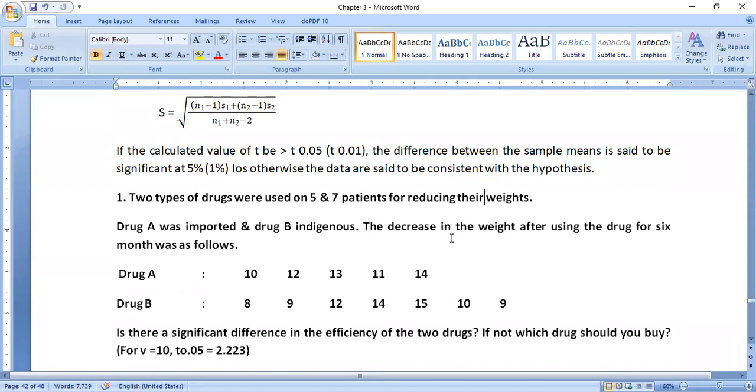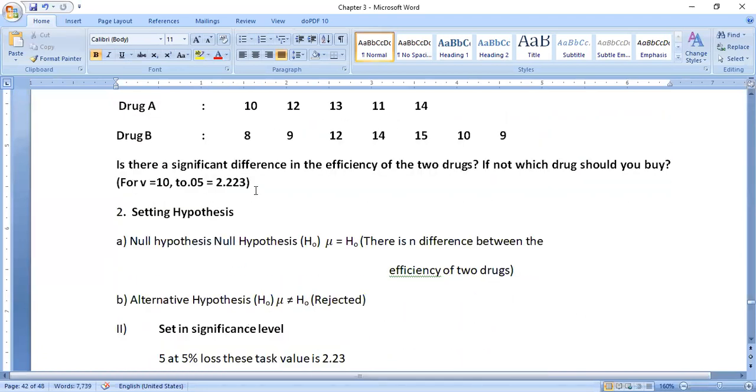By observing this question, the samples are independent, not dependent. Drug A is imported, drug B is indigenous. After applying these two drugs, which drug do we need to prefer? That is the question. So first, in the given problem, what we have to do is apply the 5 hypothesis testing steps.